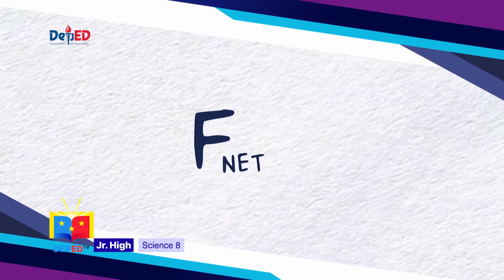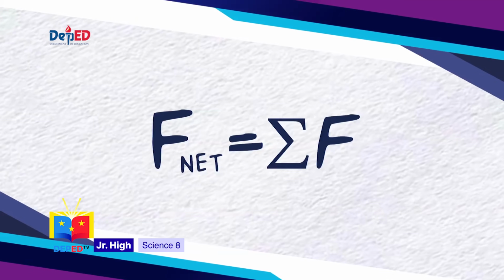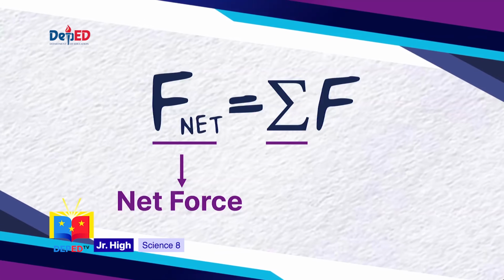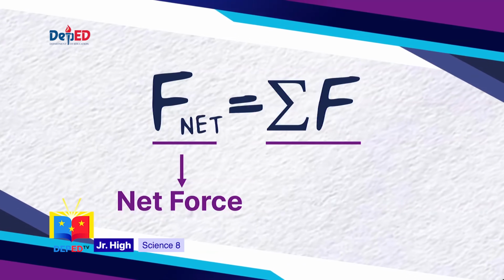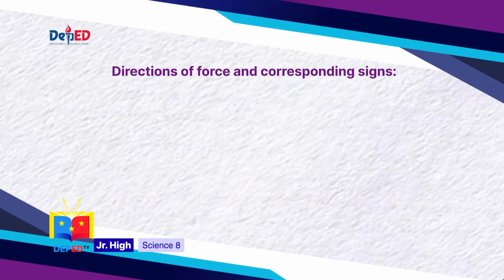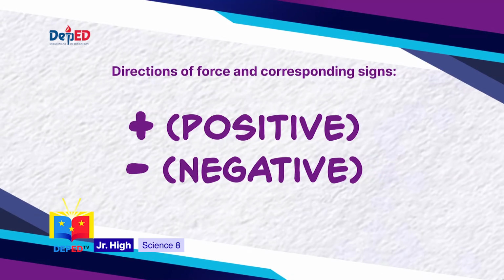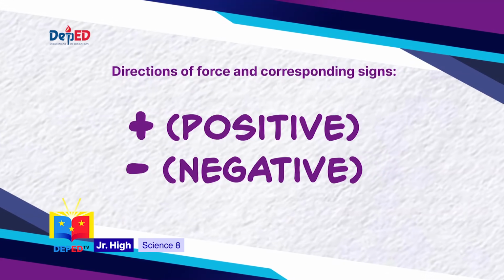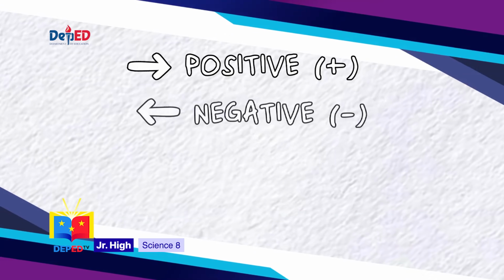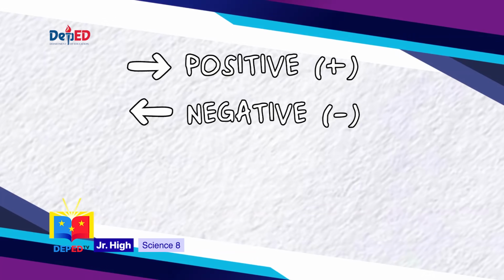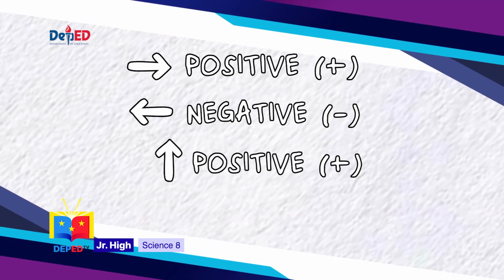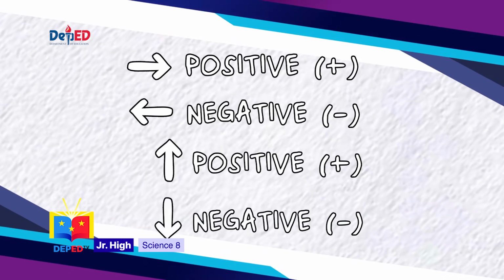To solve the net force, we use this formula. We use this as a symbol for net force. Meanwhile, the symbol sigma and the uppercase letter F symbolize the sum of the existing forces in the same line of action. We also use the algebraic signs positive and negative to indicate the direction of the force. Forces exerted to the right get the positive sign, and forces exerted to the left get a negative sign. For vertical forces, forces exerted upwards get a positive sign, and forces exerted downwards get a negative sign.